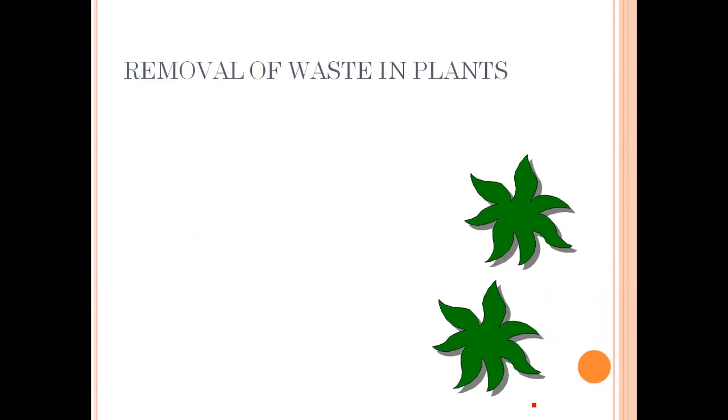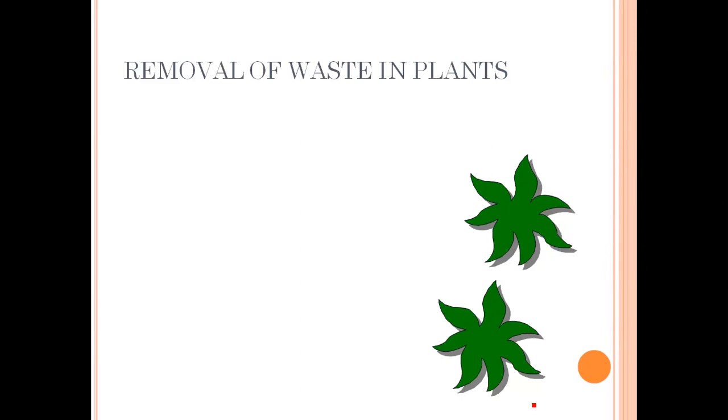How do plants remove waste material? Plants, as you all know, are not as metabolically active as animals. So the waste product produced in plants is lesser than that of animals. Hence plants do not require a well developed excretory system for the removal of waste material. But still, waste is produced and is required to be eliminated.